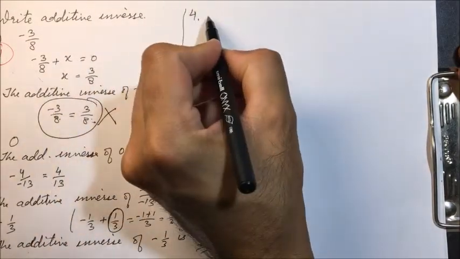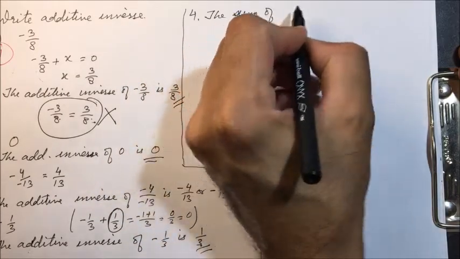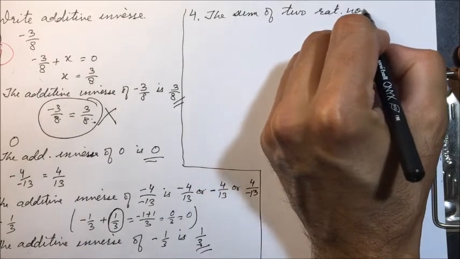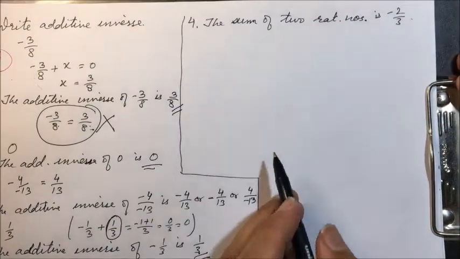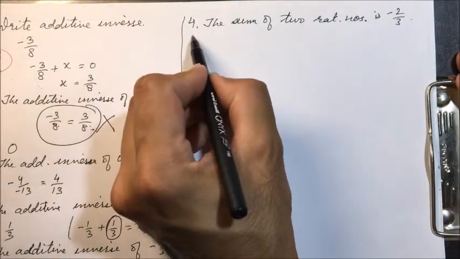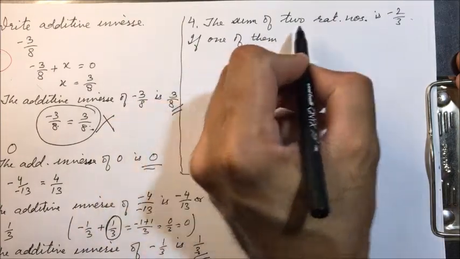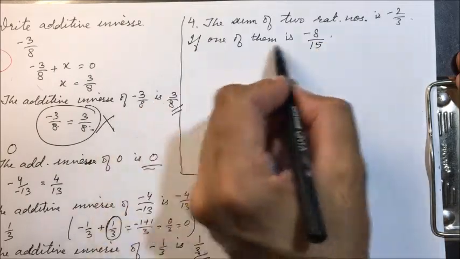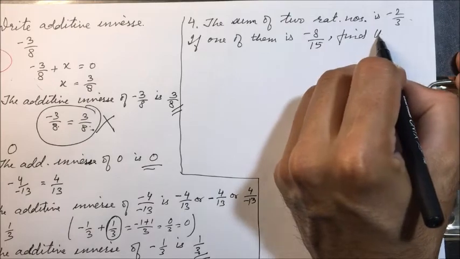Fourth was the sum of two rational numbers is minus 2 upon 3. If one of them is minus 8 upon 15, find the other.